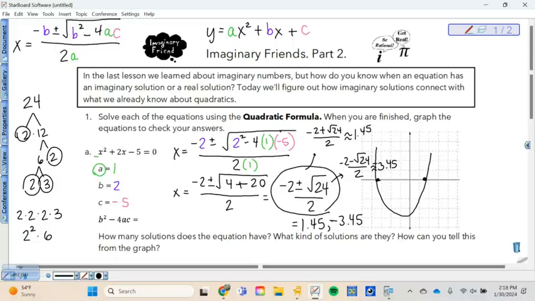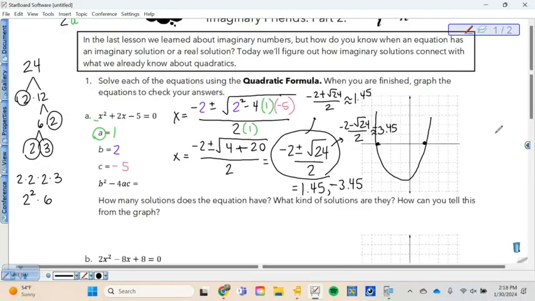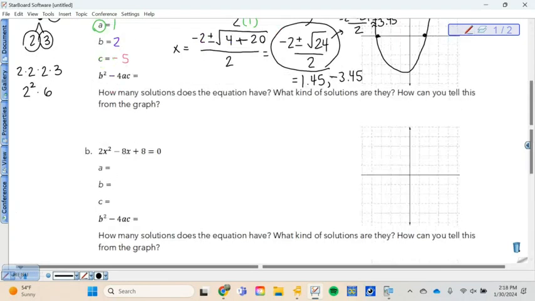Can we look at the next one? Let's look at the next one. Try again. So we have A, B, and C. What's my A? Yeah, it's 2. What's B? Good, -8. And what's C? 8.